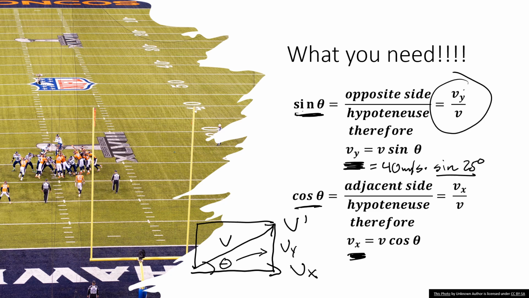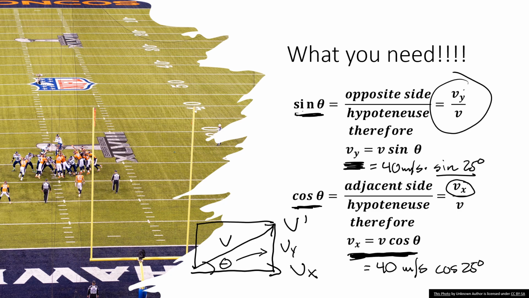On the horizontal axis, it becomes pretty simple as well. We're going to use the cosine of theta there, as we talked about. And there it's going to be Vx divided by V. So our Vx, which remains constant the whole time, is going to be equal to V times the cosine of theta. So again, if we did the same problem, we would have 40 meters per second times the cosine of 25 degrees. And that would tell you how much of the 40 meters per second is going horizontally. The other number is going to tell you how much that 40 meters per second is going vertically.